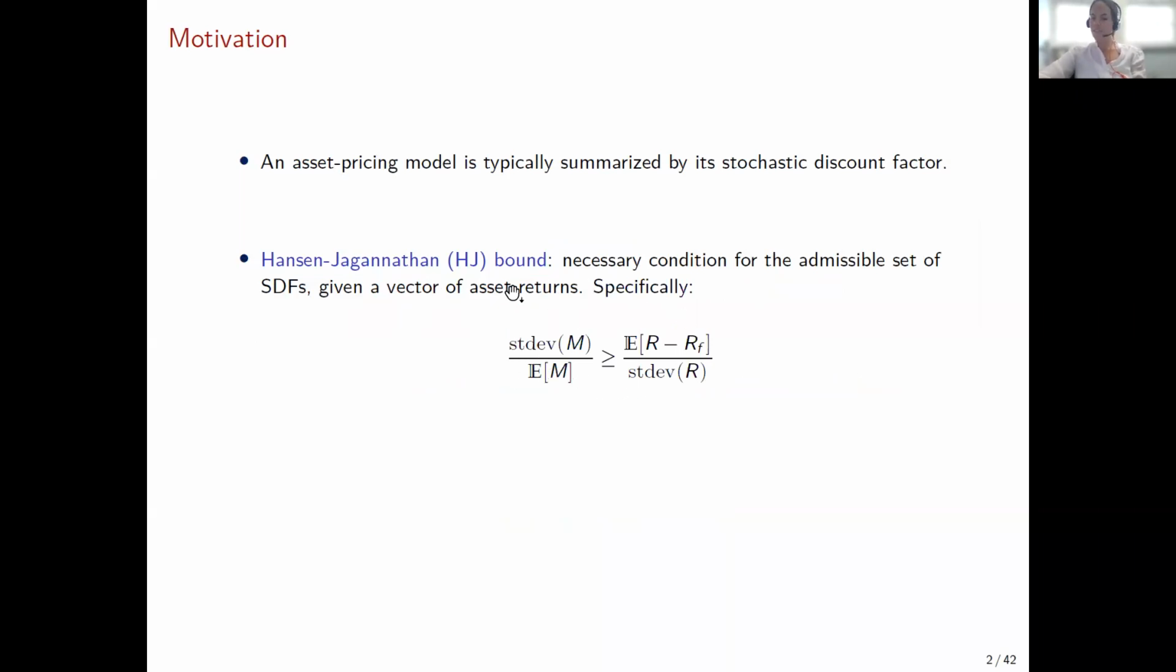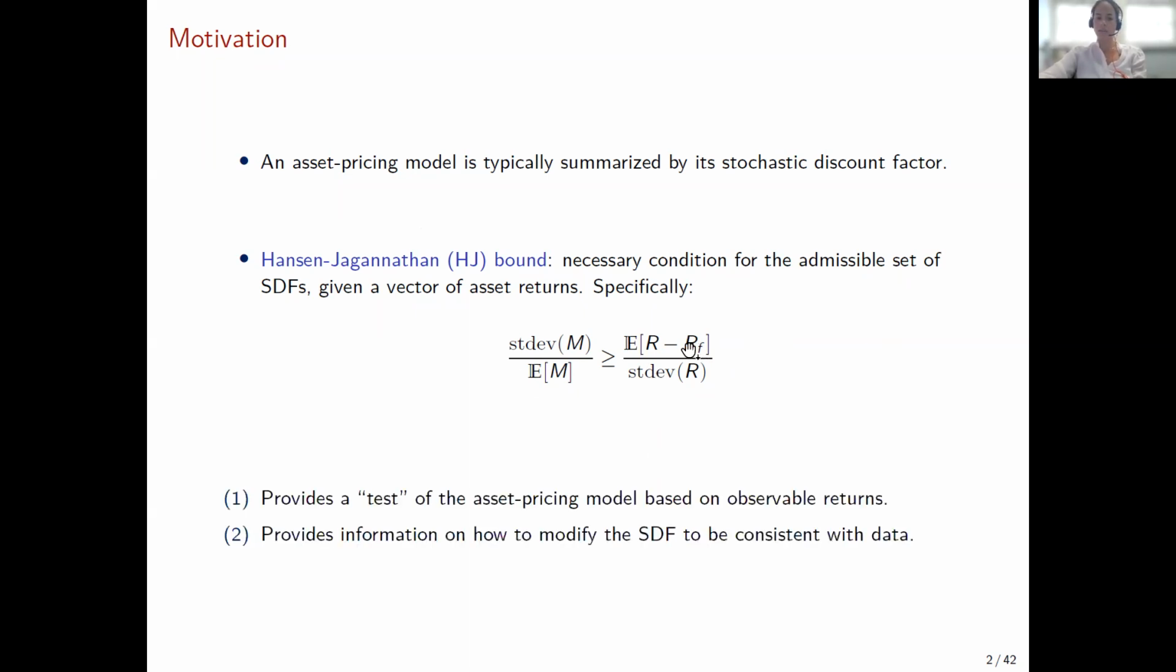So on the left-hand side, you have the standard deviation of the stochastic discount factor, which is unknown. So what you would do is take any type of asset pricing model that you have in mind. And on the right-hand side, you have something which is observable, which in the case of the HJ bound is going to be the maximum Sharpe ratio in the economy. So what we have learned in the past 30 years is that the volatility of the stochastic discount factor should be at least the maximum Sharpe ratio in the economy.